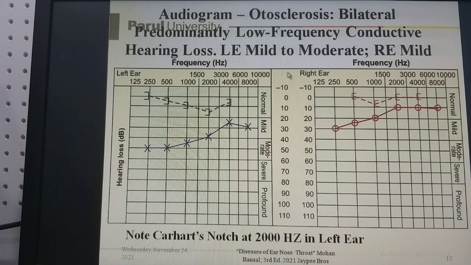The left ear is mild, and the right ear is mild, and the left ear is mild to moderate. You can see. And in this, the characteristic feature is this dip at 2000 Hz. The notch at 2000 Hz is called Carhart's notch, and this is specific for otosclerosis. So this is the characteristic feature of this audiogram.